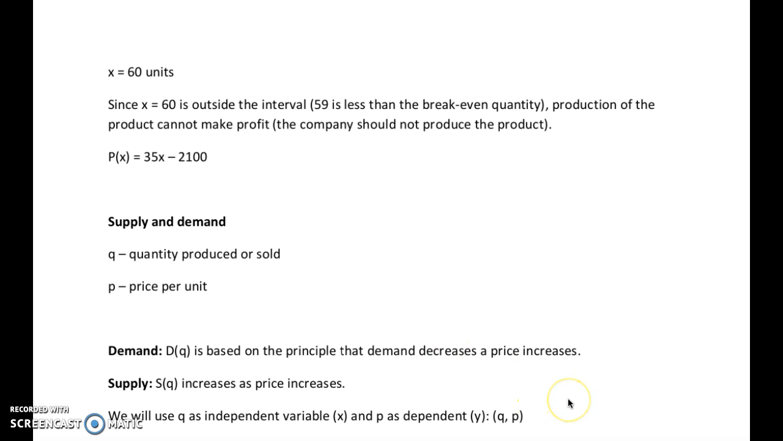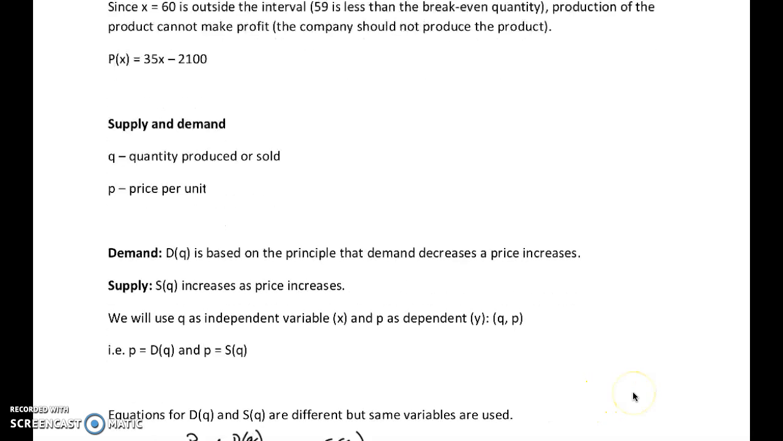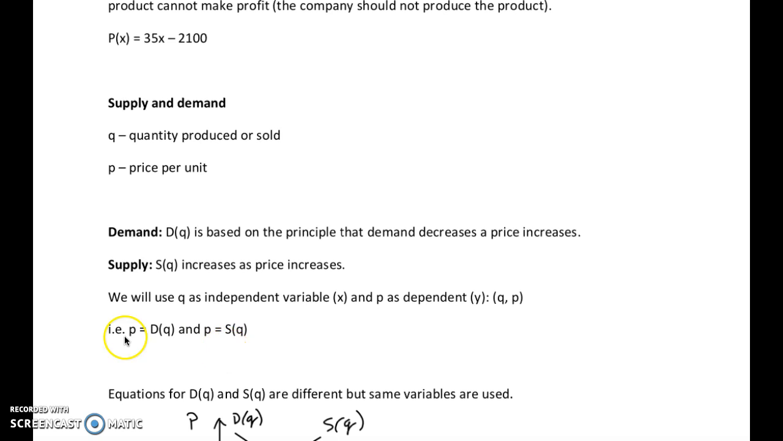All right, and so we're going to use Q as our independent variable, like our X value, and P is our dependent value, our Y value. So the quantity depends on how many things we are selling. All right. And so we're going to see these written as P equals D(Q) and P equals S(Q), where D is demand, S is supply.